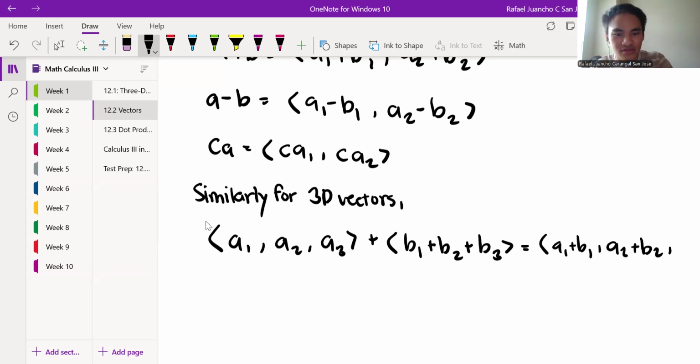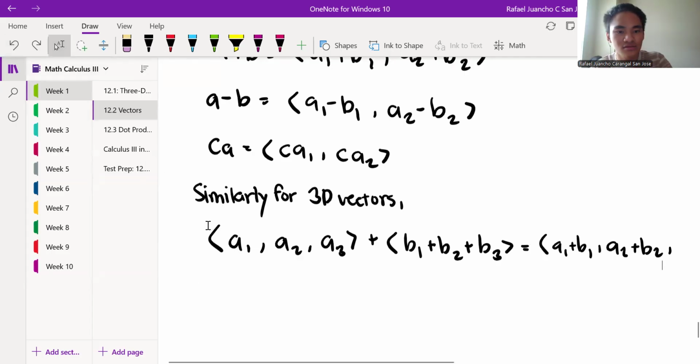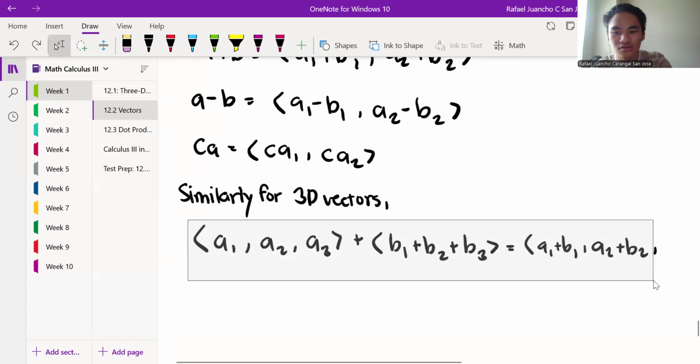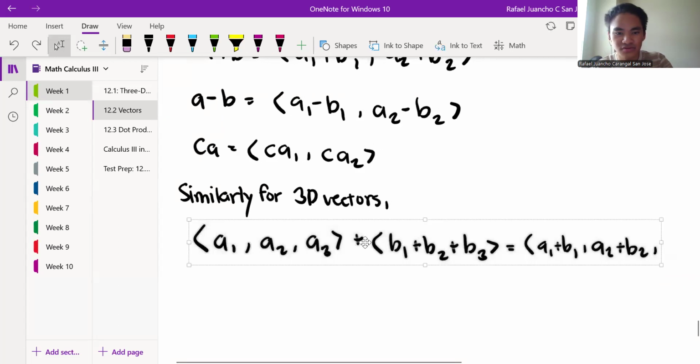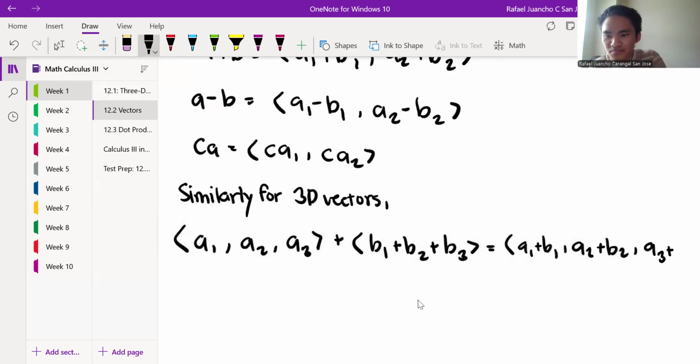Let's move it a bit here. Oh shoot, did not mean to do that. Okay, move it a bit here.